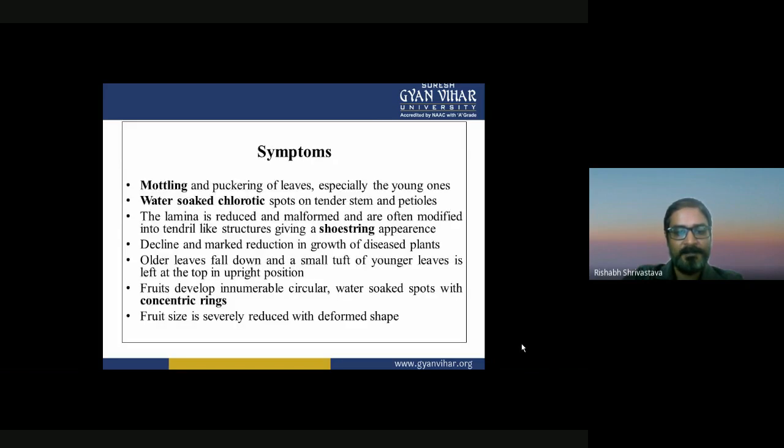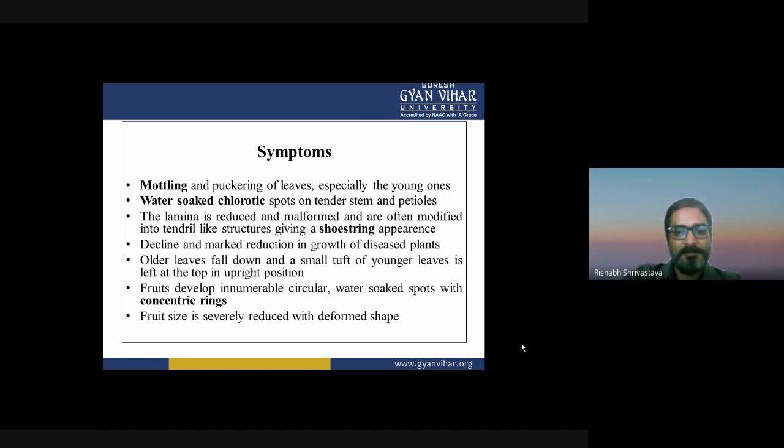Symptoms: mottling and puckering of leaves, especially the young ones. Water-soaked chlorotic spots on tender stem and petioles. The lamina is reduced and malformed and often modified into tendril-like structures giving a shoestring appearance. Decline and marked reduction in growth of diseased plants.